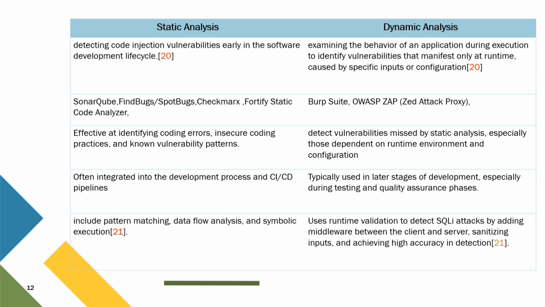Also, in static analysis we are identifying coding errors, like insecure coding practices, while in dynamic analysis there are a lot of things missed by the static analysis that are dealt with, including the runtime environment and configurations. Also, static analysis is implemented in CI/CD pipelines, while dynamic analysis is dealt with in the later stages, during the testing and quality assurance phases.